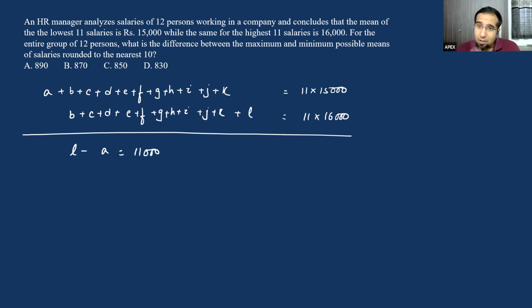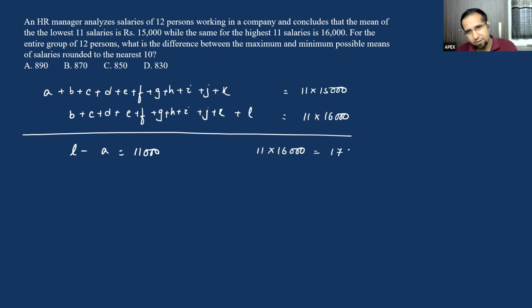No, the question statement is very important. For the entire group of 12 people, what is the difference between the maximum and minimum possible means? Which means the question is asking, okay, what can be the maximum possible average of all the 12 people? And what can be the minimum possible average of all the 12 people? So we can look at one of the cases here, guys. We can look at this as 11 into 16,000.